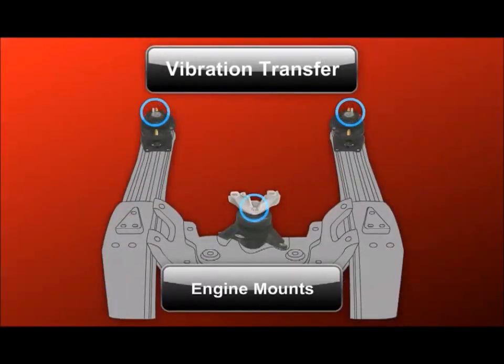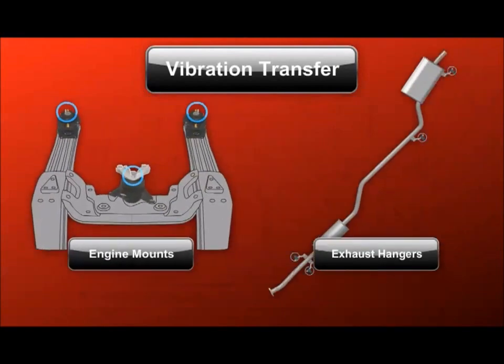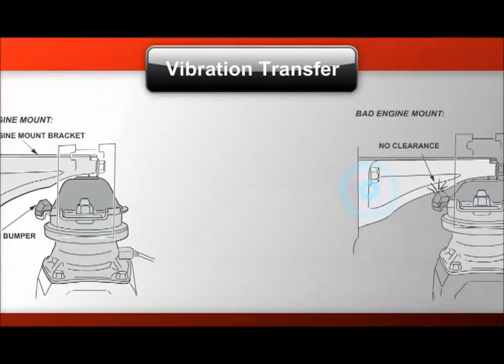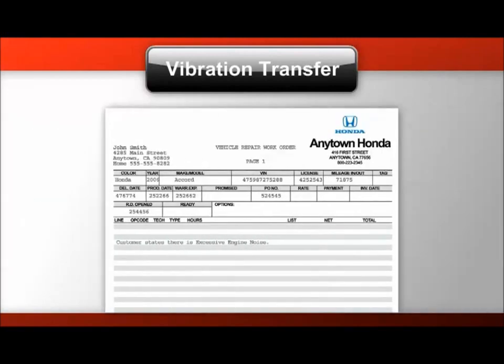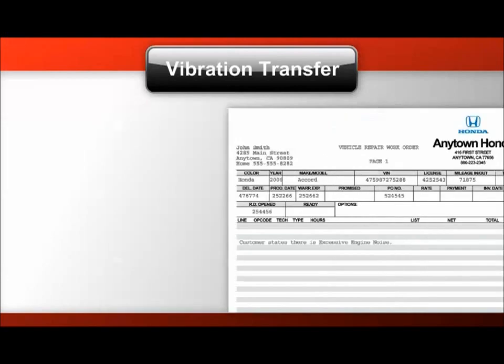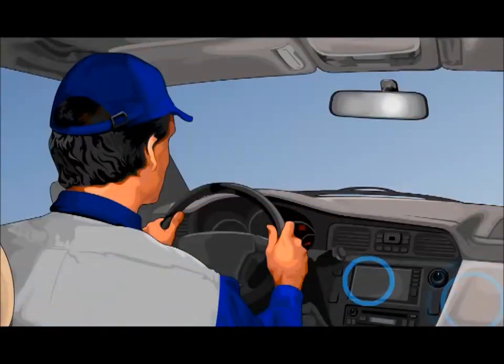Under normal conditions, engine mounts and rubber exhaust pipe hangers isolate engine noise from the driver. When an engine mount collapses or components are misaligned, vibration transfer occurs. With this fault, the repair order complaint may read excessive vibration or excessive noise. Problems caused by vibration transfer are often intermittent.